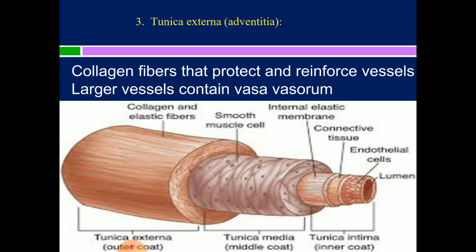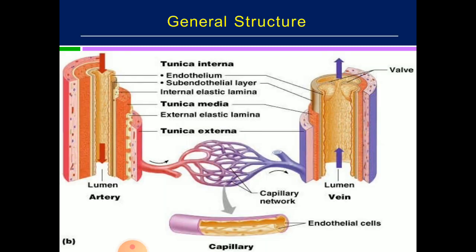Then we have the tunica externa. It is also known as tunica adventitia. It is made up of collagen fibers which protect and reinforce the vessels. The larger vessels contain vasa vasorum which supply the tunica externa. This is the basic structure of a vessel, whether it is an artery or a vein.